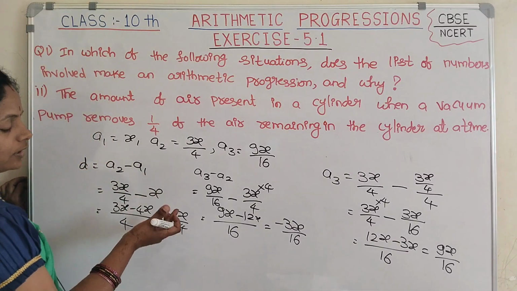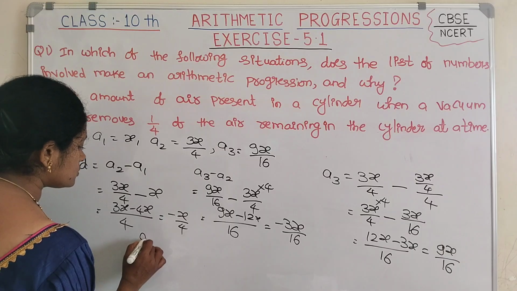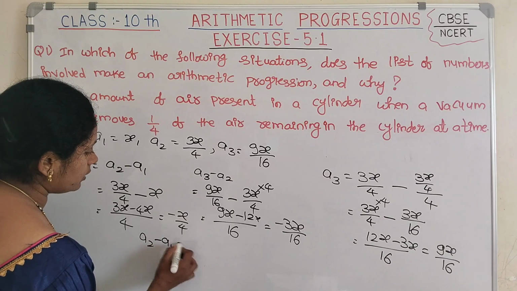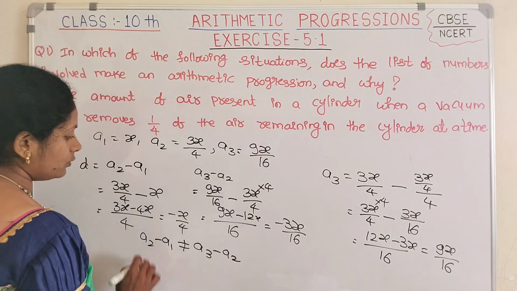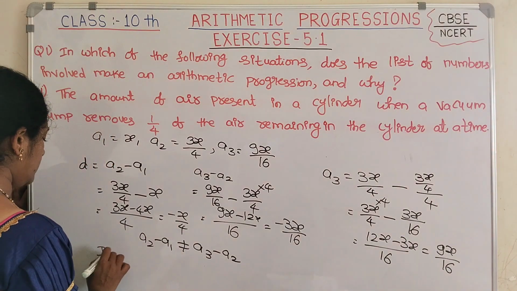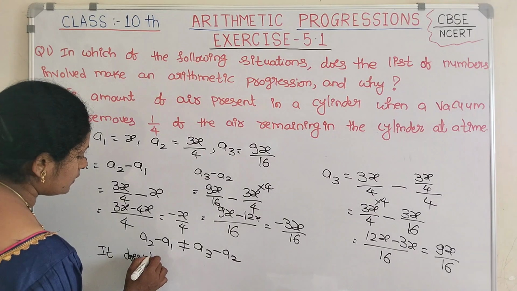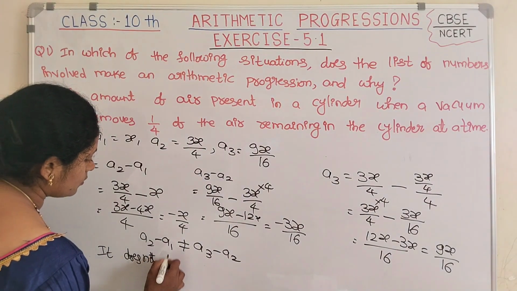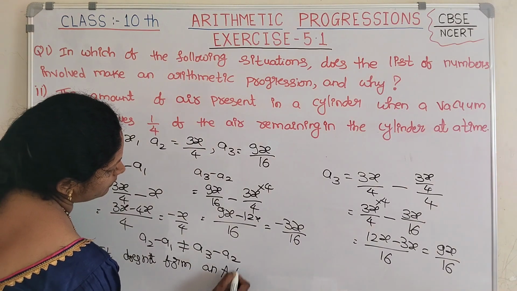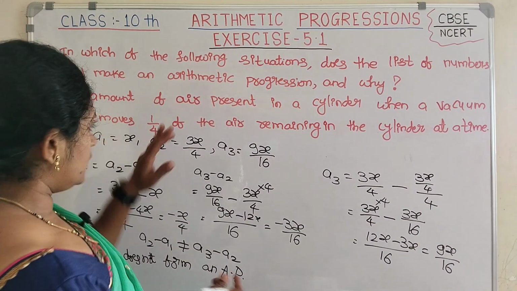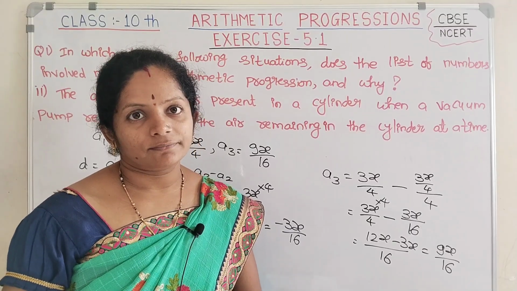a2 minus a1 and a3 minus a2 are both not equal. So a2 minus a1 is not equal to a3 minus a2. So it does not form an AP, or the given situation is not possible for an arithmetic progression.